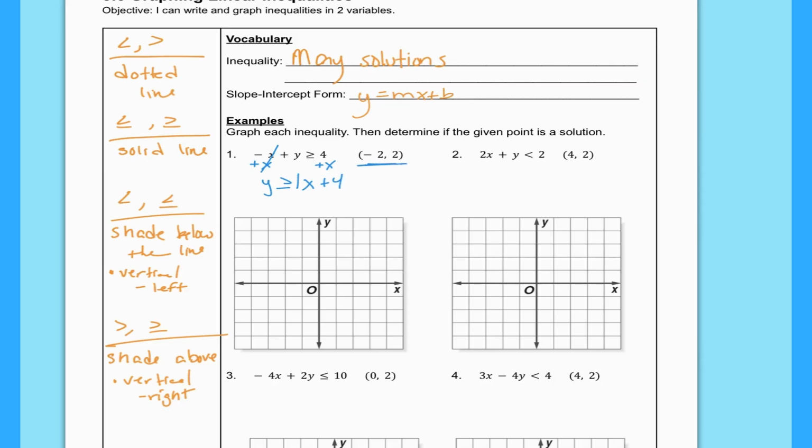We're going to ignore this point negative 2 here. It says graph each inequality, which we're doing now. Then it says determine if the given point is a solution, so we'll do that after we have this graphed. The y-intercept is a positive 4, right here. My slope is 1, which is really 1 over 1, so up 1 over 1. When we run out of room, remember we can also go negative 1 and negative 1, which will be on the same line. I'm going to keep making as many points as I can to make a nice straight line.